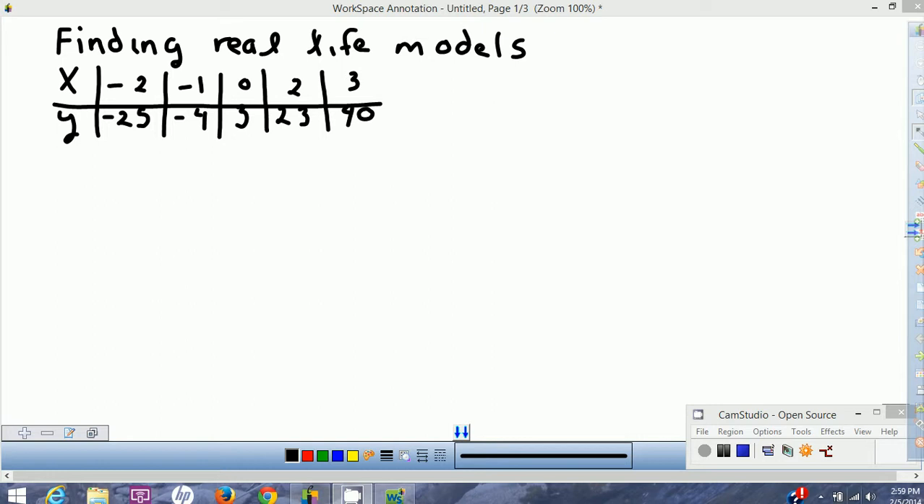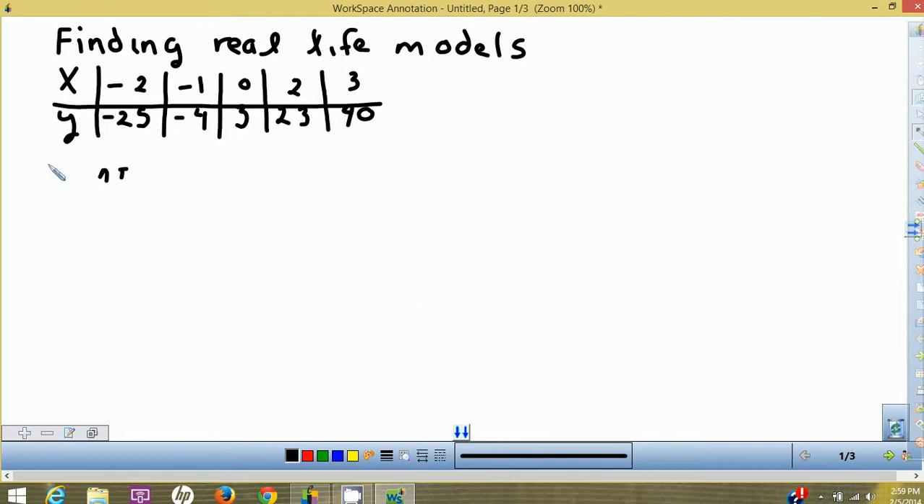First of all, let's look at this table of data, and this could be from anything, but we have a series of x's and y's: x is -2, -1, 0, 2, and 3, and the corresponding y values are -25, -4, 3, 23, and 40. If I want to find an appropriate model for that data, the first thing I want to do is get it in my calculator.